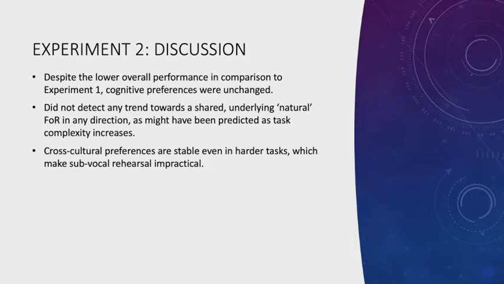Experiment 2 used a more complex spatial array to increase task complexity and reduce possible effects of subvocal rehearsal. Despite the lower overall performance in comparison to experiment 1, cognitive preferences were unchanged. They did not detect any trend towards a shared underlying natural FOR in any direction, as might have been predicted as task complexity increases. They concluded that cross-cultural preferences are stable even in harder tasks.